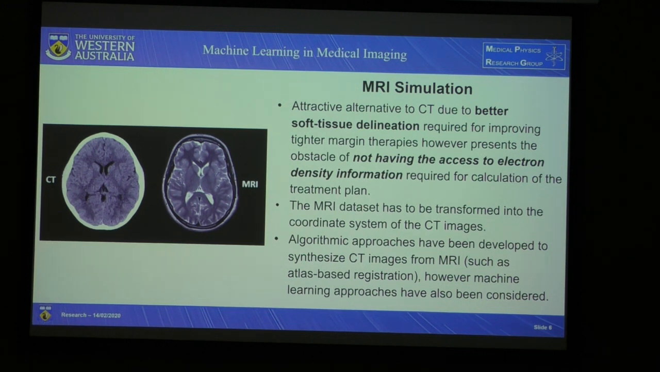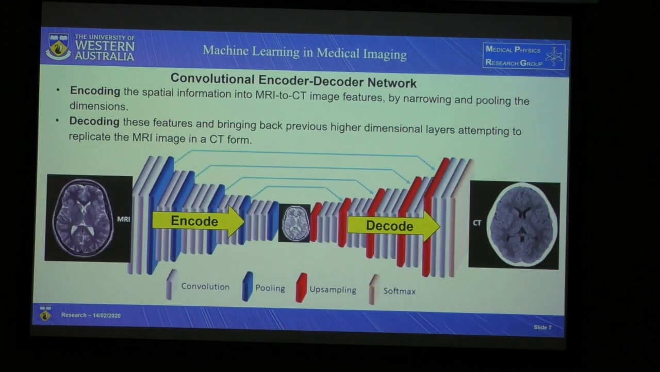So the MRI dataset actually has to be transformed into the coordinate system of the CT images. So algorithmic approaches have been developed to synthesize these CT images from MRI, such as atlas-based registration. However, machine learning approaches have also been considered.